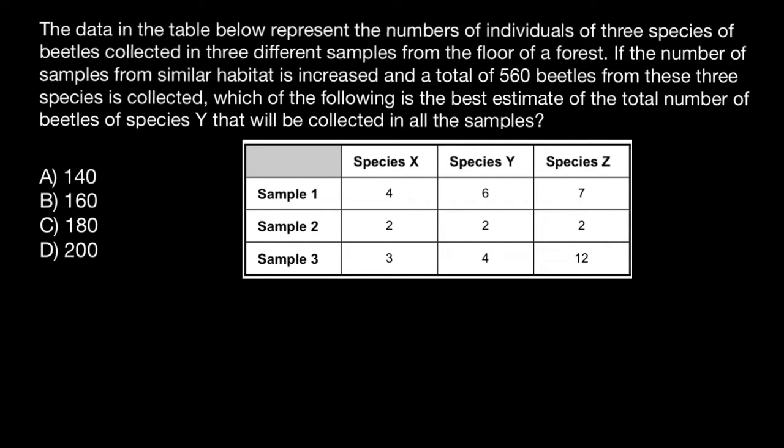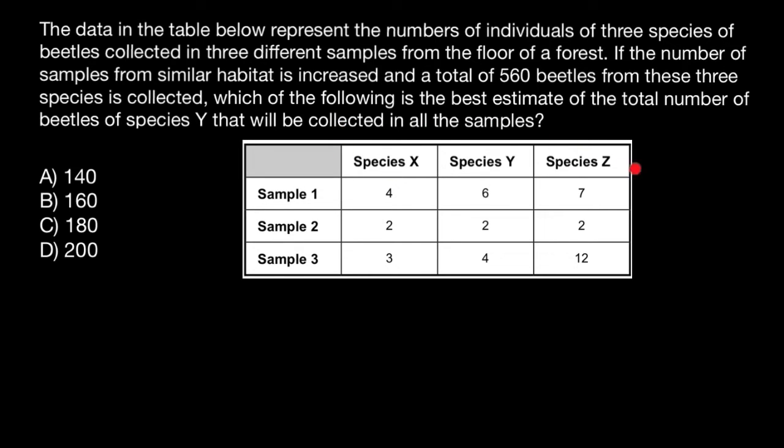And here's a problem. The data in the table below represents the numbers of individuals of the three species of beetles collected in the three different samples from the floor of the forest. If the number of samples from similar habitat is increased and a total of 560 beetles from these three species is collected, which of the following is the best estimate of the total number of the beetle of species Y that will be collected in all the samples?